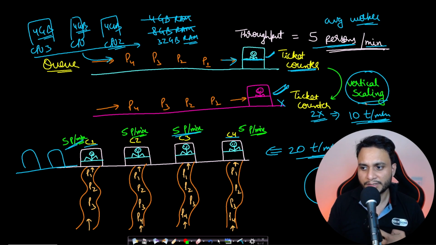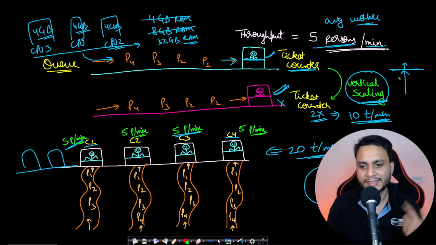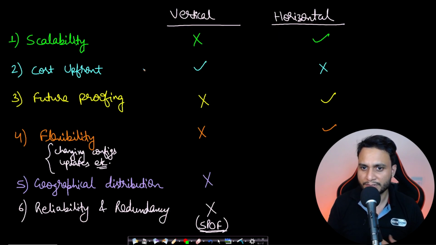But in the case of vertical scaling, you will hit a ceiling and you will never be able to scale up beyond this ceiling point, because as we saw here, we cannot go faster than the fastest person in the world. So this is the basic meaning of vertical and horizontal scaling and the basic difference. Let's look at some of the important points of comparison.